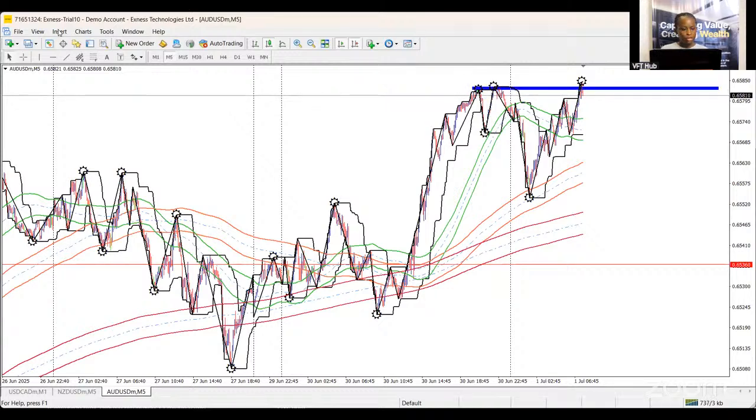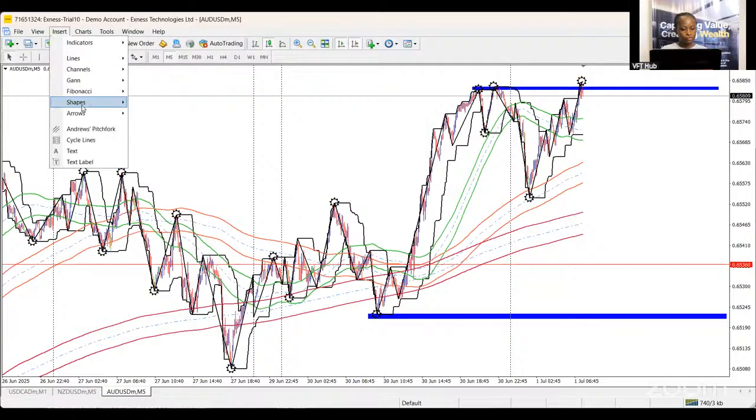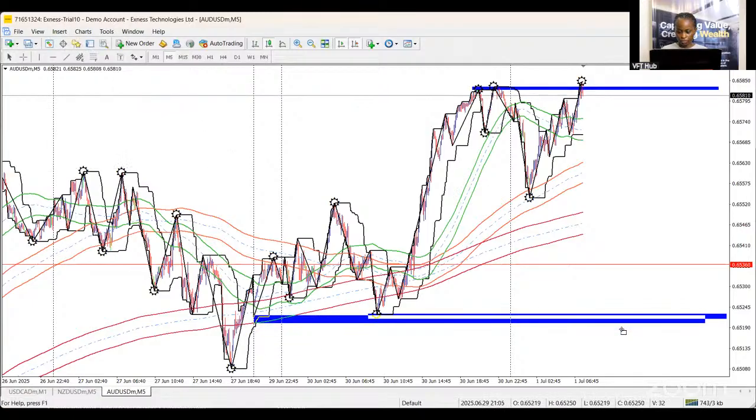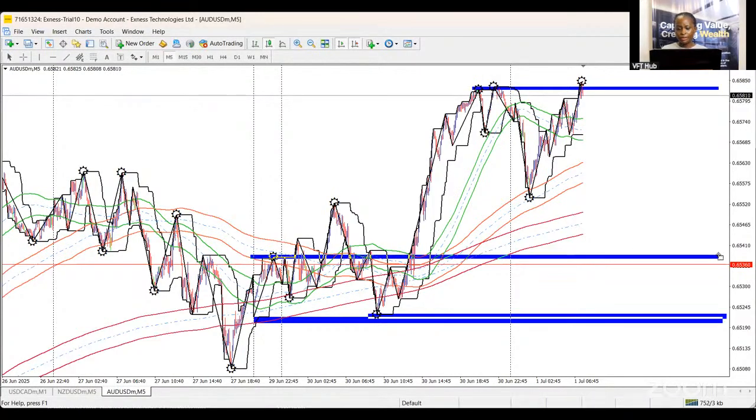4 levels: yesterday's high and low, and today before yesterday's high and low. Okay, so you can see that before yesterday's high is in confluence with our first point of interest that we drew out on the H1 time frame, sort of, right?